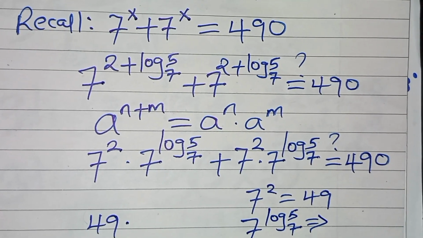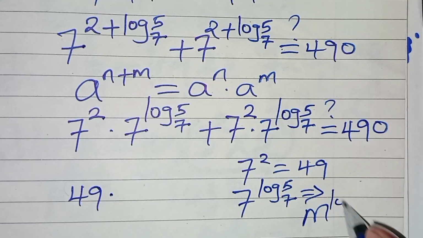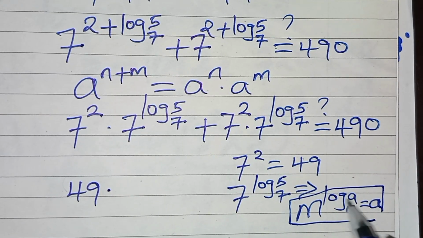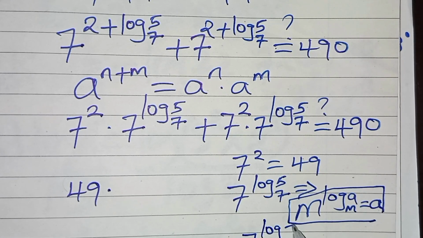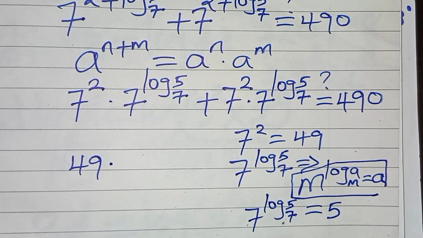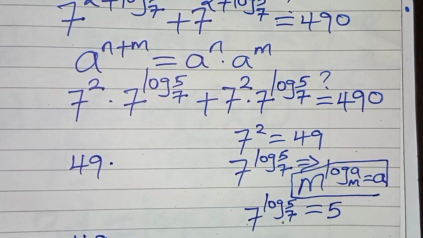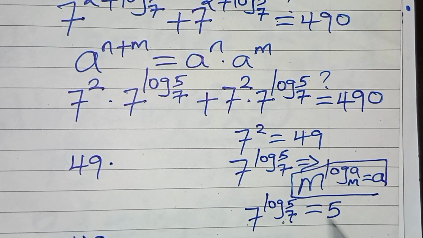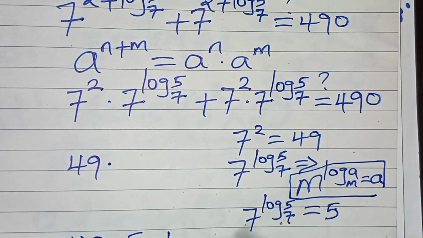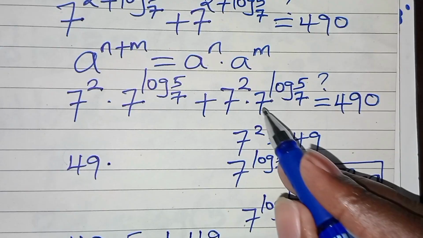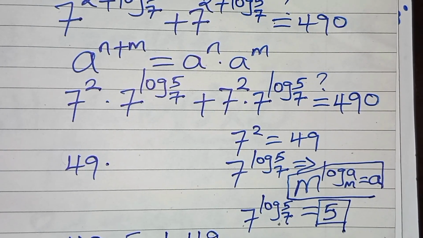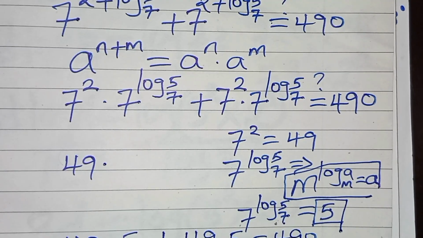So this is 49 multiplied by 7 to power log 5 to base 7. This is essentially in the form of m to power log a to base m, which is supposed to give us a value of a. So applying this logarithm property, we'll have that 7 to power log 5 to base 7 is equal to 5. So let's substitute the value of 5 here. So 49 times 5 plus, again we have 7 squared, which is 49, multiplied by 7 to power log 5 to base 7, which is the same thing as 5. So let's substitute 5 here. This is supposed to give us a value of 490.